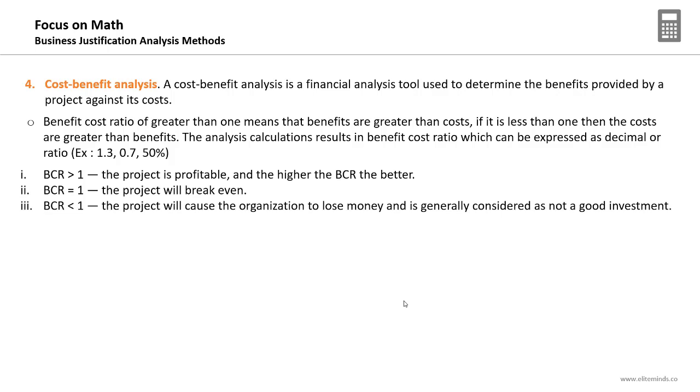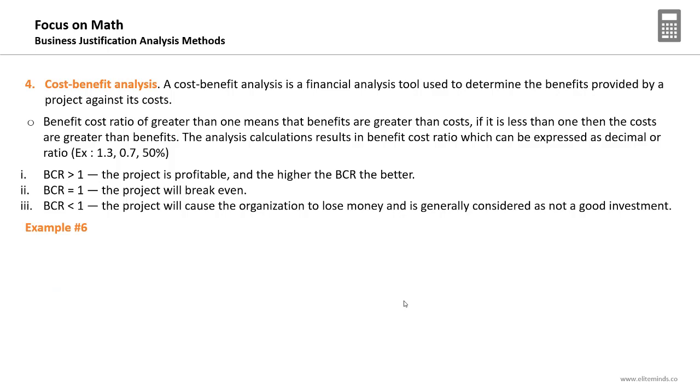If a BCR is higher than 1, the project is profitable, and the higher the BCR, the better. So if you are comparing between two projects and both have a BCR of more than 1, select the project with a higher BCR. If it equals 1, it means the project will break even. If it is less than 1, it means that the project will cause the organization to lose money, and it is generally considered not a good investment.